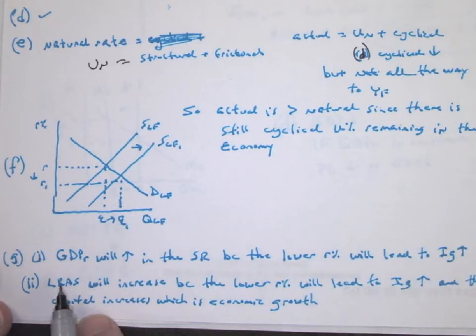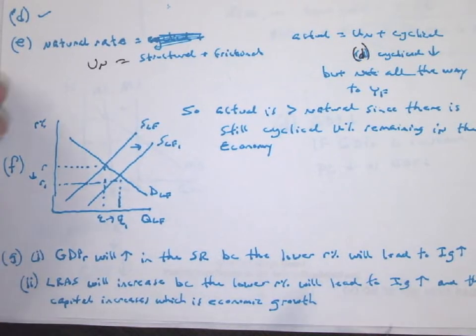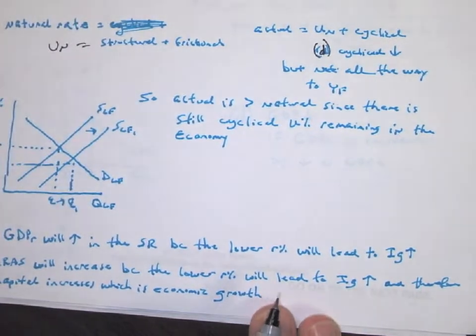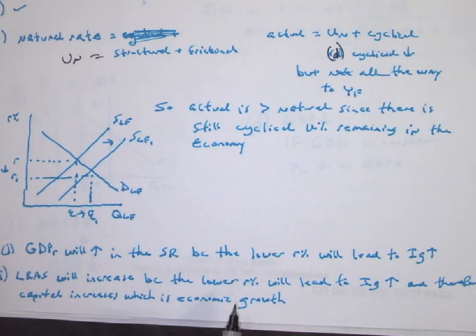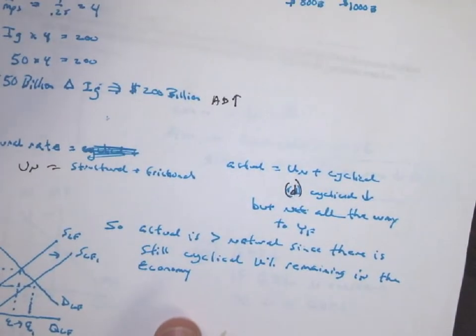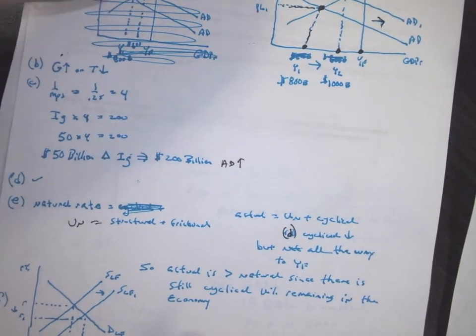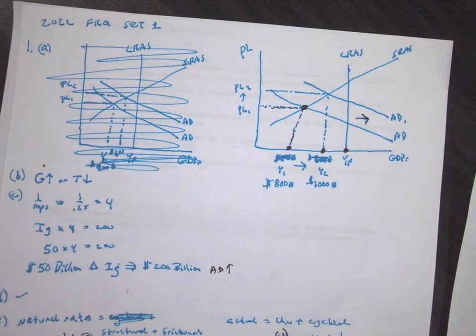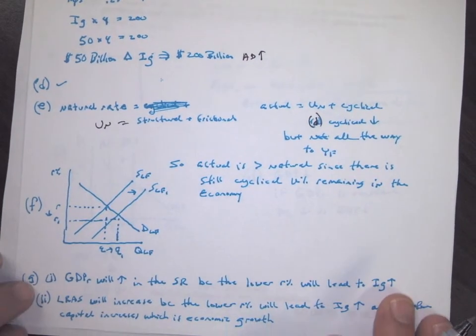So that leads us to part 2. Long-run supply will increase because the lower real interest rate will lead to investment increasing, and therefore the capital increases, which will lead to economic growth. Sorry about that. Okay, so that's the first question set on 2022, and hopefully that helps you see what will help you next year. My students for next year, but hopefully feel better about what you did on that test.